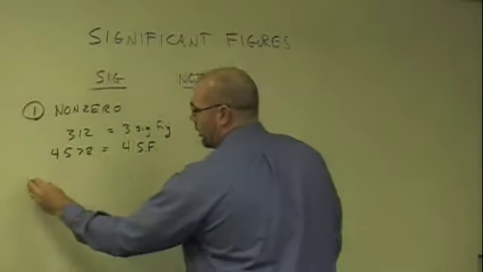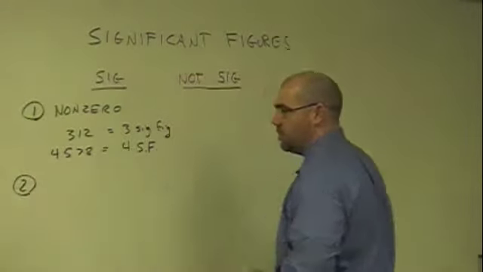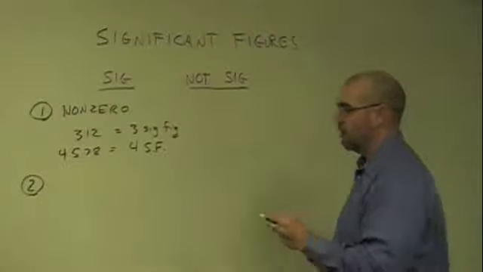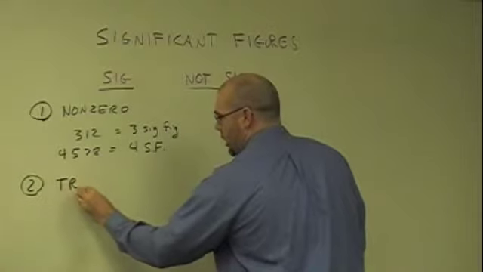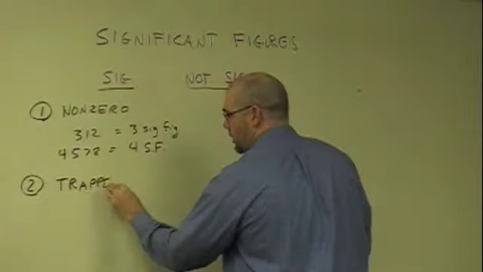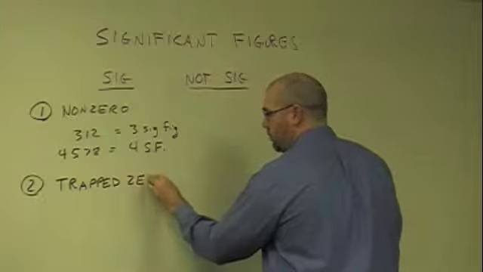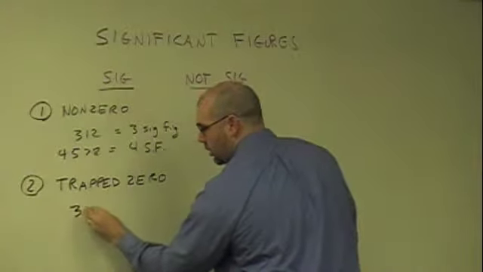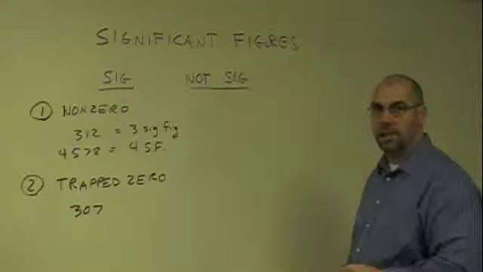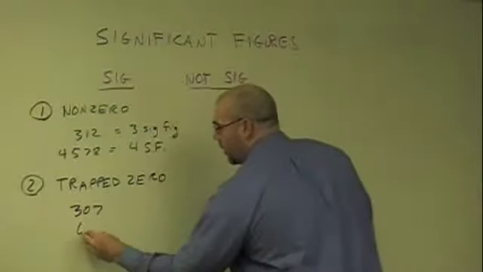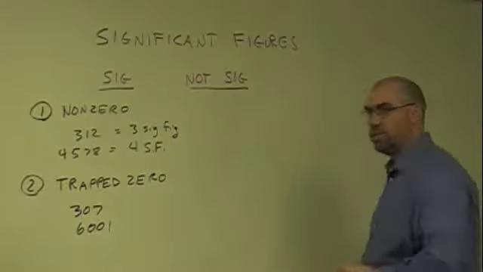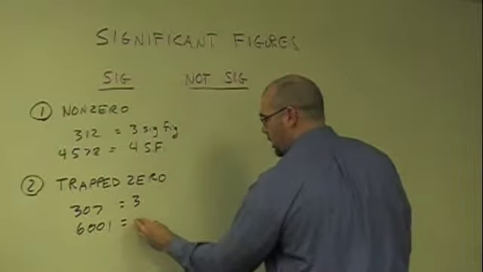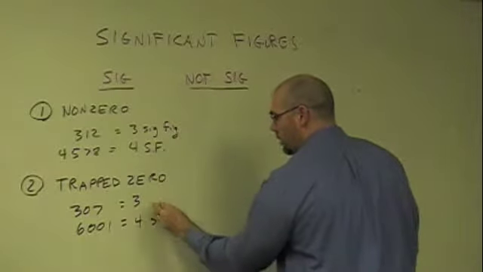Our next rules have to do with zeros, and we actually have 3 rules to talk about with zeros. The first is a trapped zero. A trapped zero is always significant. The term trapped means between non-zeros. 307, that's a trapped zero. If I have 6,001, those are 2 trapped zeros. Those count as significant, so we're looking at 3 and 4 sig figs.